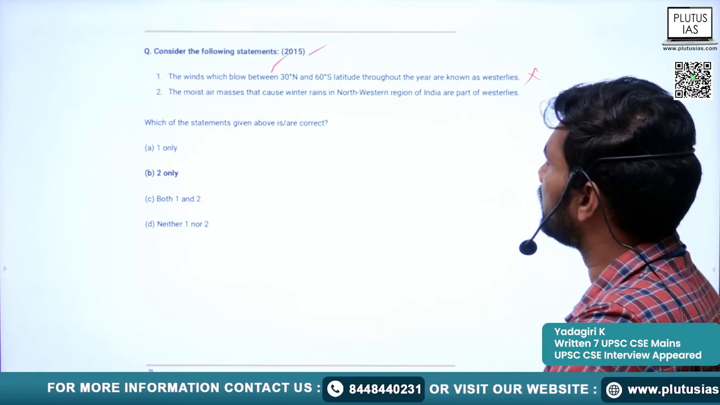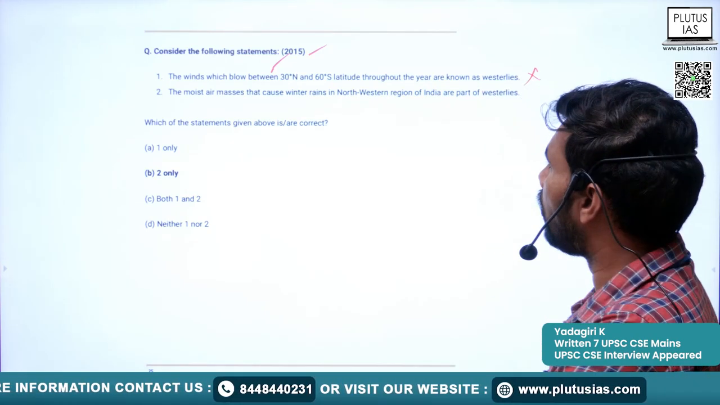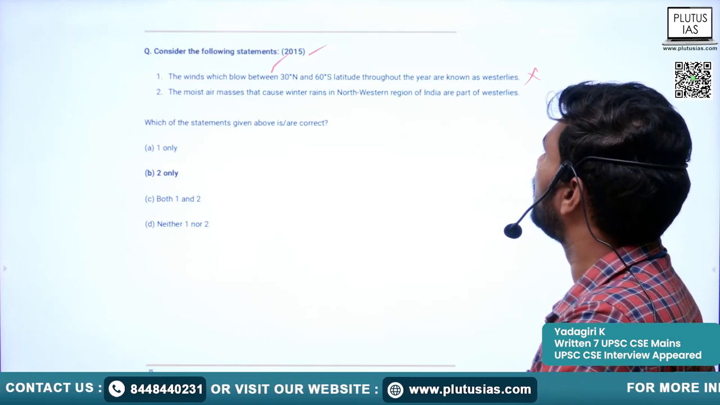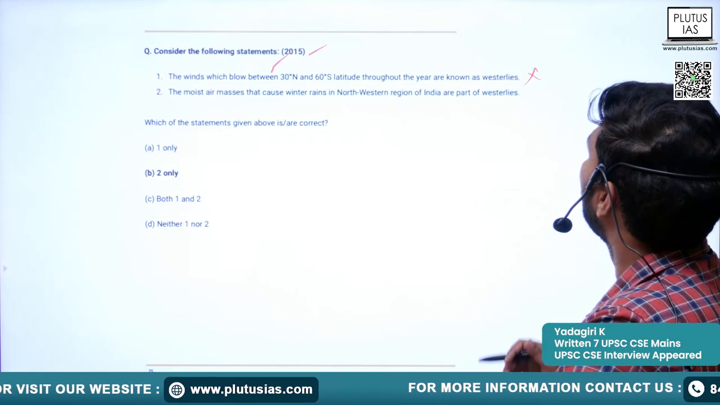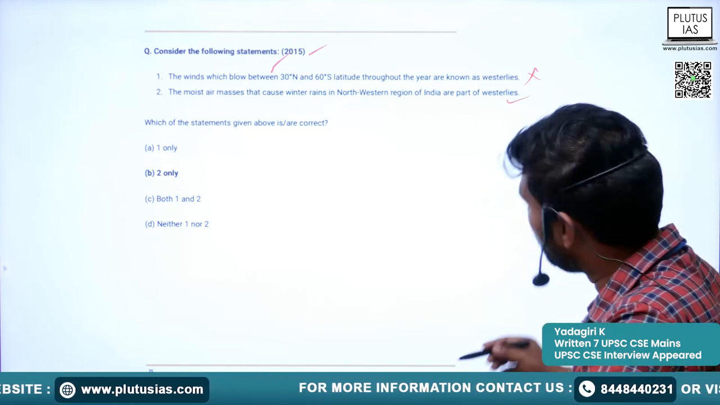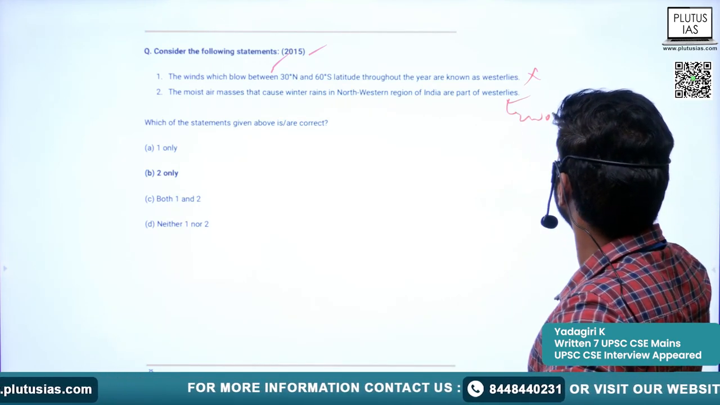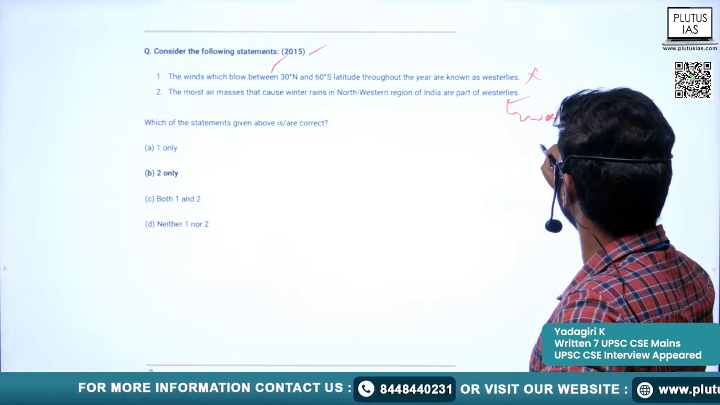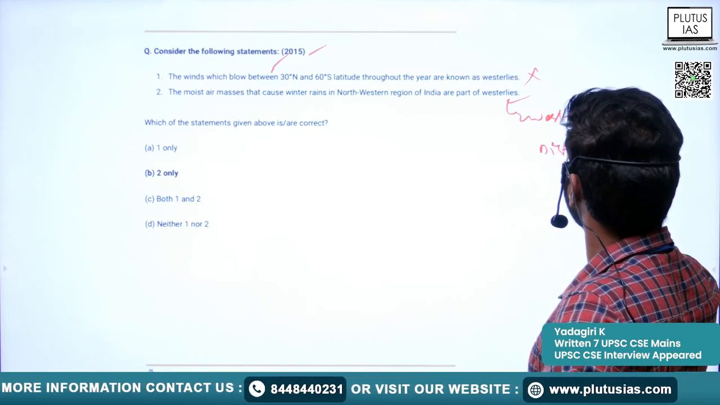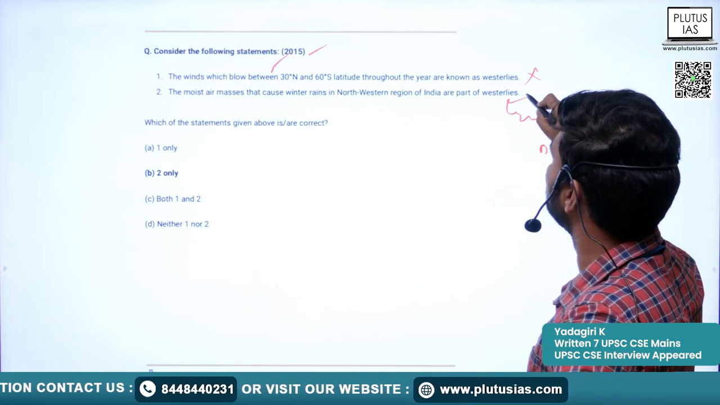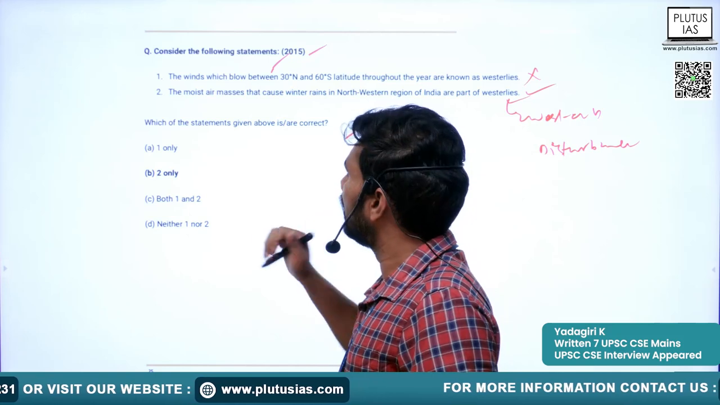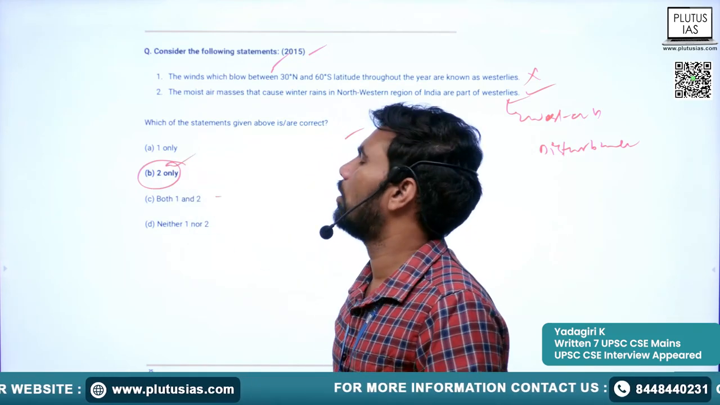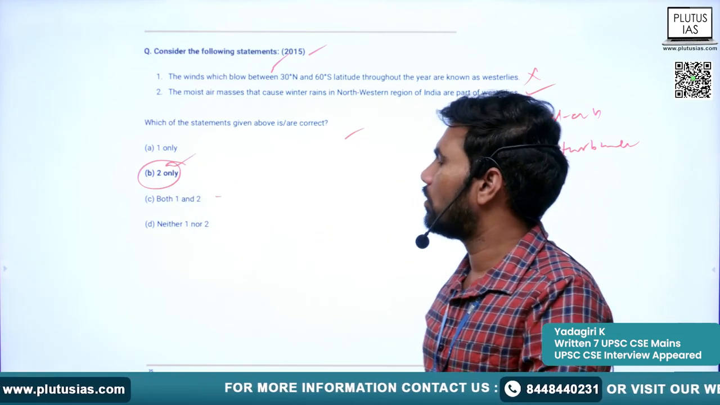You can understand it. Second statement is, the moist air masses that cause winter rains in the northwestern region of India are part of westerlies. So we also call them western disturbances. Right. So this second statement is correct. So which of the statements given above are correct? So only statement 2 is correct. So option B is the correct option.